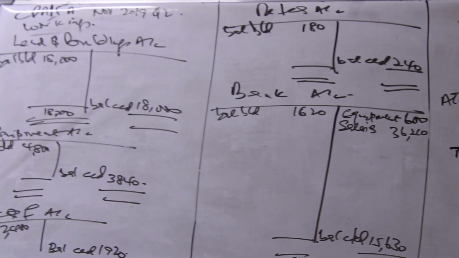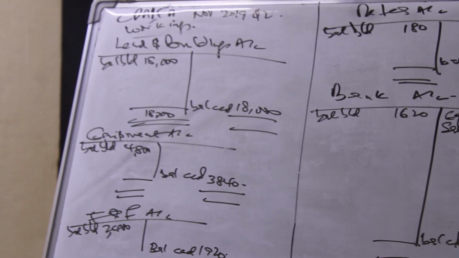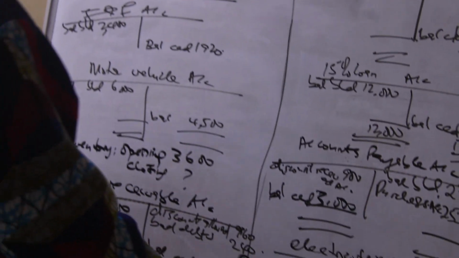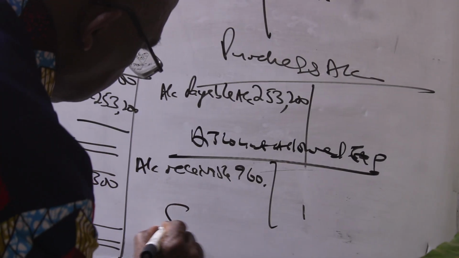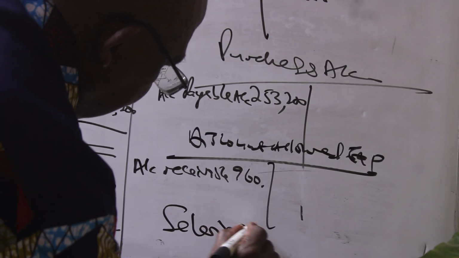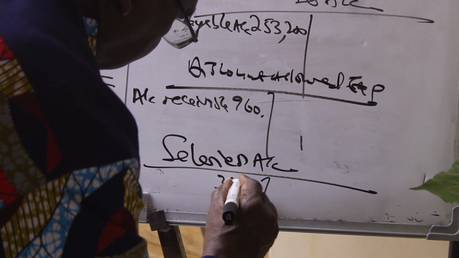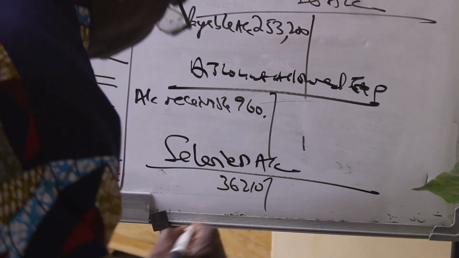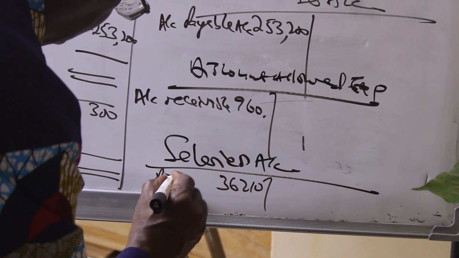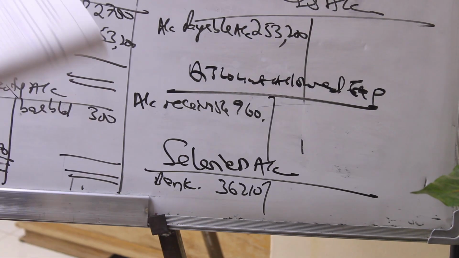So we debit salaries. I don't know whether you have a salaries account anywhere. You don't have salaries, and you don't have any salaries arrears. So we create a salaries account. Salaries account, that is 6,210, from bank.